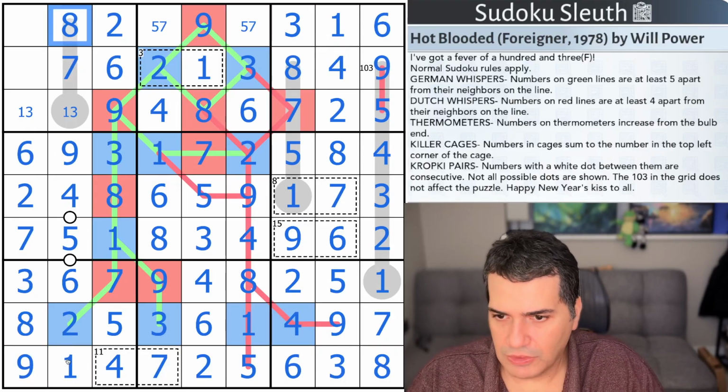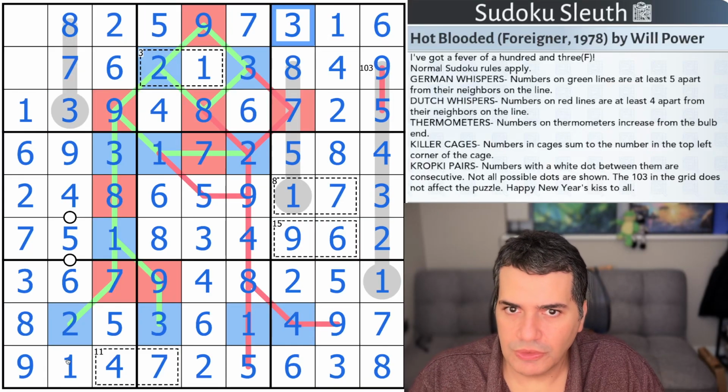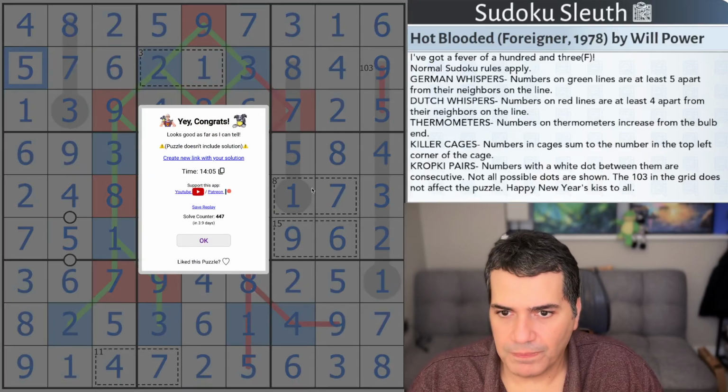I can type 9, 3, 1. Actually, that 5 and 7 are also resolved. And then if I've not made any mistakes, 4 and 5 for the finish.